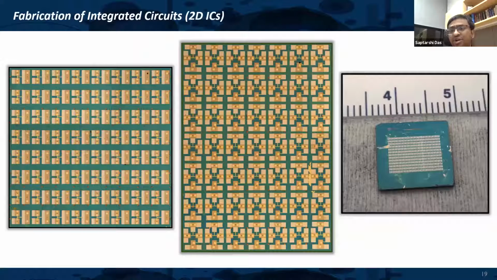And then we actually don't stop at making only a single device. We are actually trying to make integrated circuits. So we are going forward, not only one device or 10 devices, we are making 10,000 and sometimes even 100,000 devices, and then trying to connect them and make integrated circuits out of these 2D materials to really push the technology from lower TRL levels to higher TRL levels.